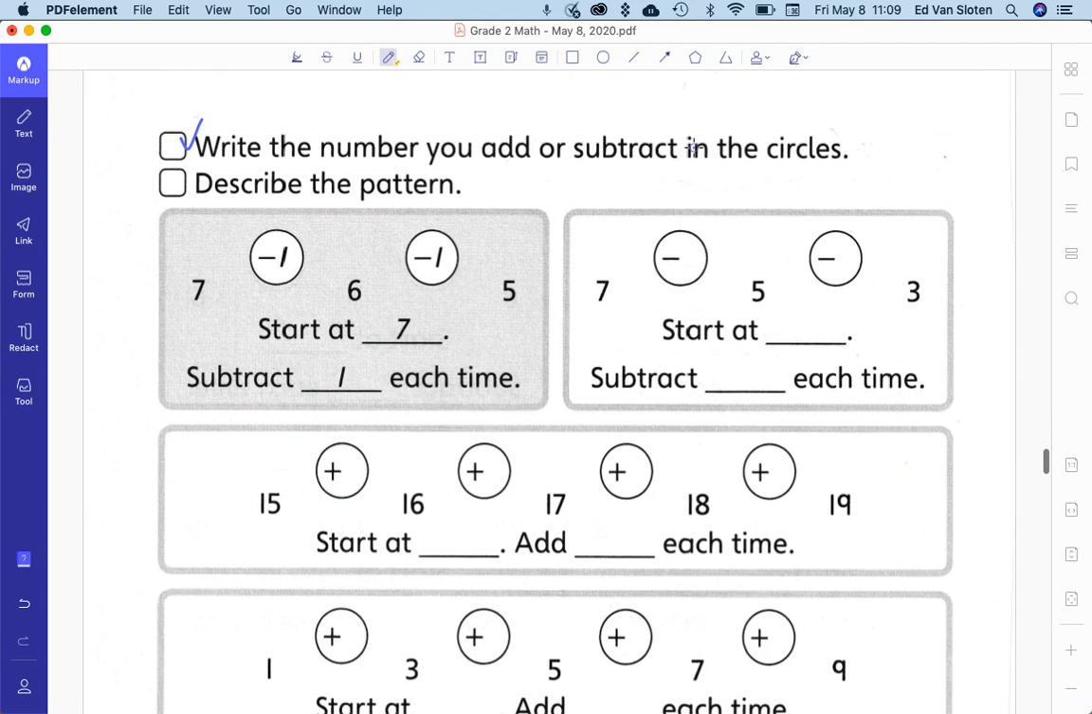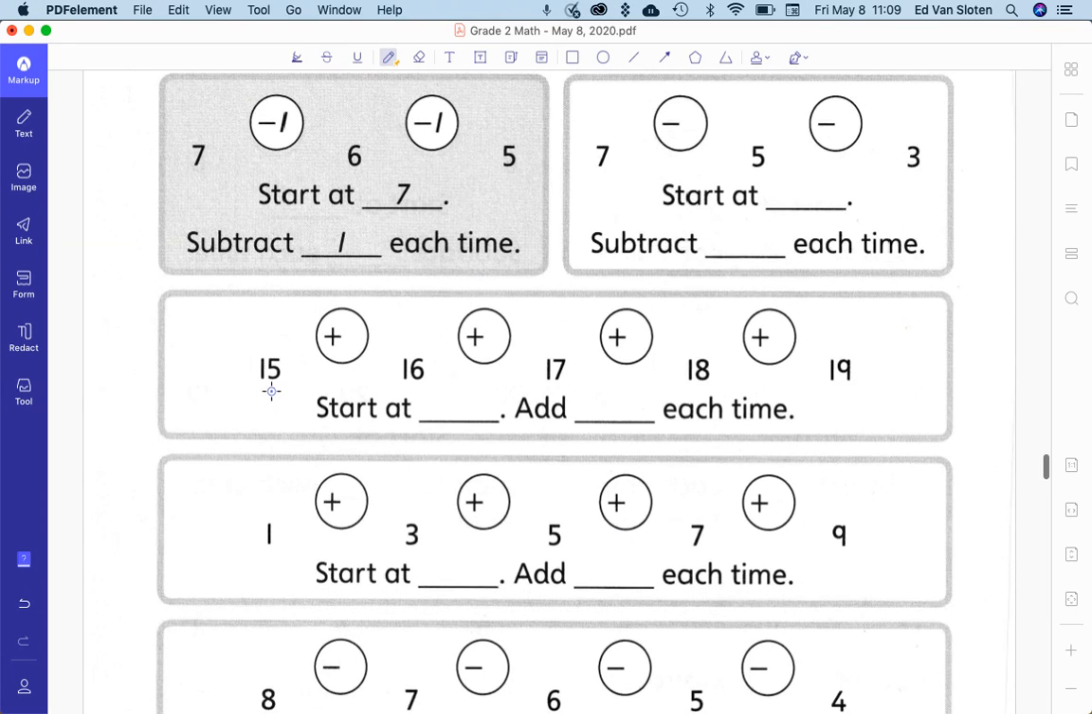Write the number you add or subtract in the circles. Describe the pattern. Here's the example. Always go through the example because the example is going to teach you how to do the rest. So I'm going to do this. Start at 15. 15 to 16, add 1. So I know I'm going to be adding 1 each time. 16, 17, 18, 19.